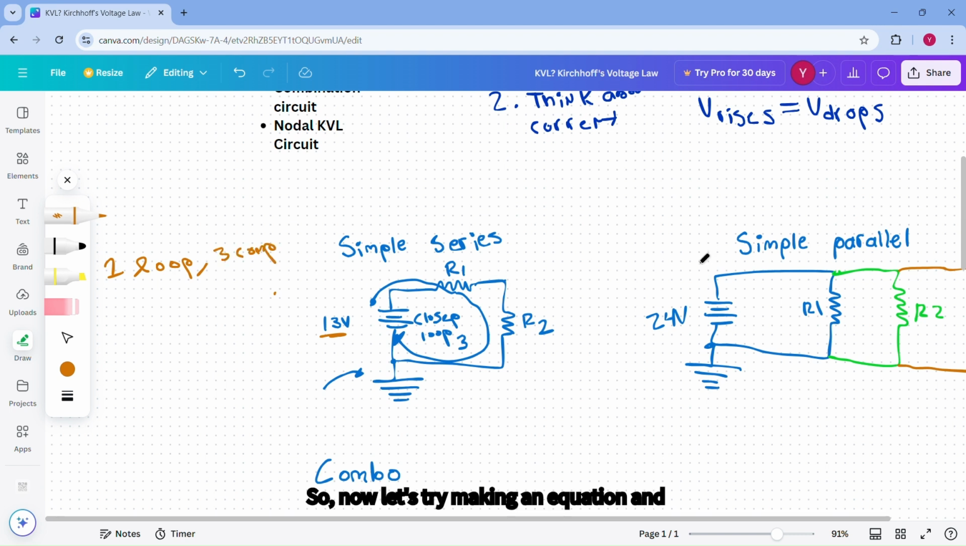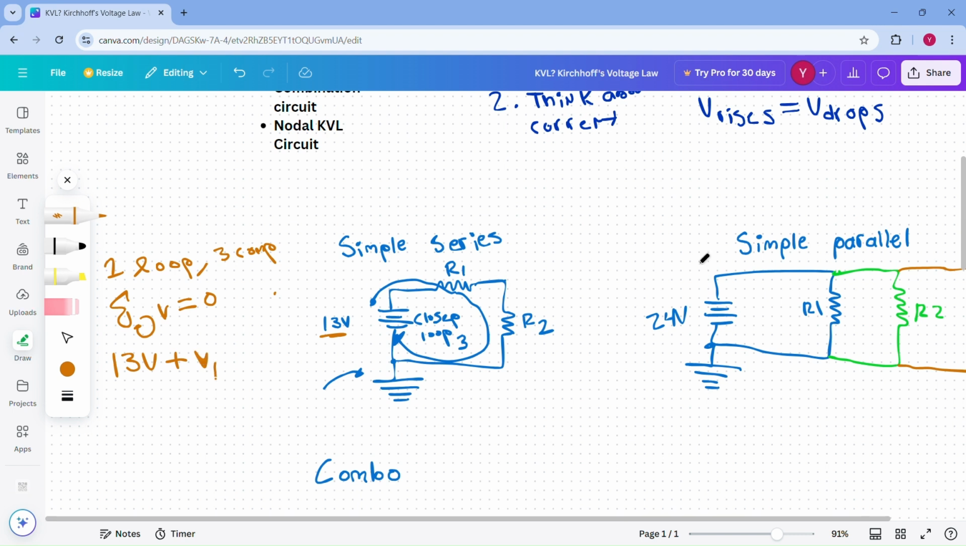So now let's try making an equation. Let's try this first formula where we had our circle and we said all voltage values will equal 0. Okay, so 13 volts is what we had, plus the voltage of VR1 plus the voltage of VR2 will equal 0. This is that first equation we just made. I said we had one loop and we have three components. We should be all set there. So that's our step number one.